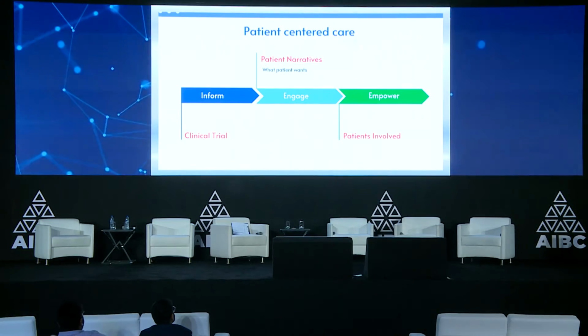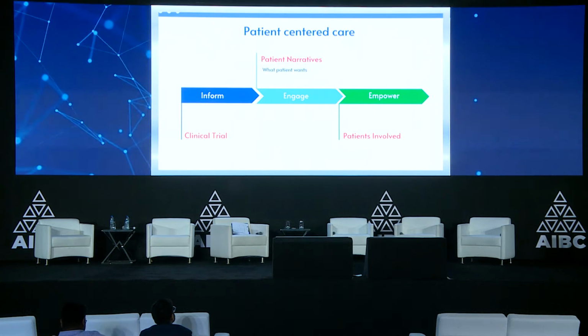In this slide is the road by which we can involve patients. For the first step, we should inform patients. For example, if we have a clinical trial or research, we should inform them to register in our trial. After that, patients themselves engage in the treatment, and we should see what the patient wants from the treatment. At the end, it leads to empowering the patient, and the patient should be involved very well.